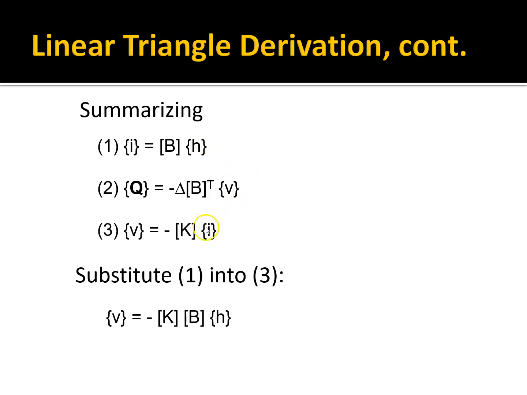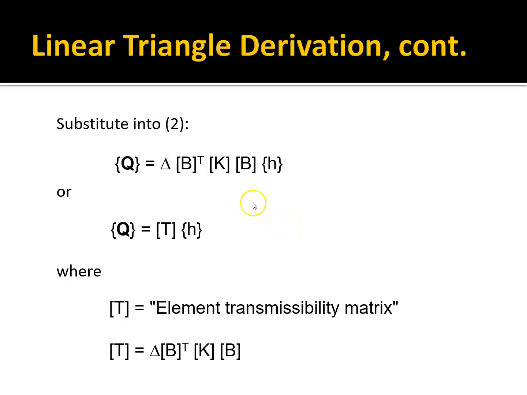So the first thing we do is we have this equation for I, so we're going to substitute that down right into here. And now we have V is equal to minus KB times H. Then we're going to take this term and plug it right here. So we plug that in, and now we have an expression for Q is equal to all of this times H. Really the delta and the B are all based on the triangle geometry, which is a function of the area of flow and the distance of flow, and then K is the hydraulic conductivity.